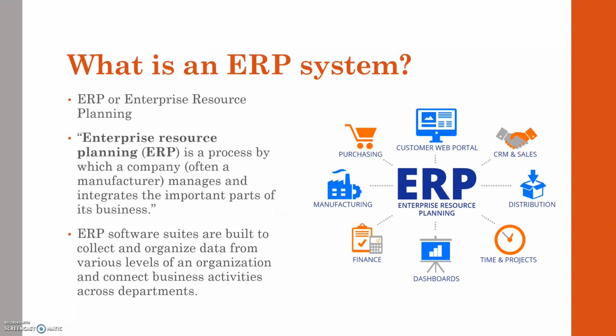So now that we discussed the brief history of an ERP system, what exactly is an ERP system? I realize I haven't given you that information yet. It is called an enterprise resource planning system. So by definition, I put a couple up here for you. Enterprise resource planning is a process by which a company, often a manufacturer, manages and integrates the important parts of its business. I also have found further definition: ERP software suites are built to collect and organize data from various levels of an organization and connect business activities across departments.